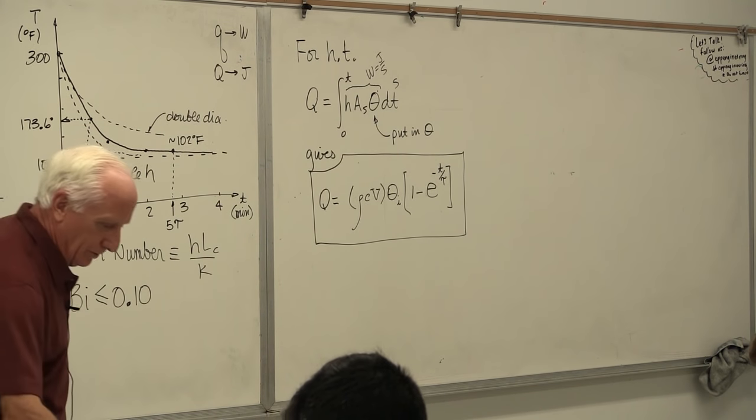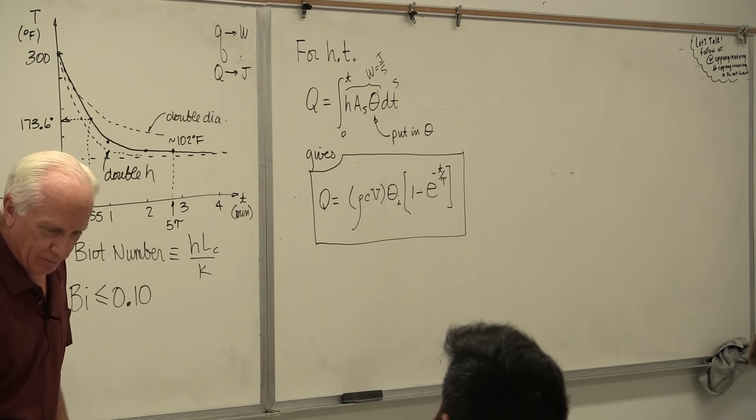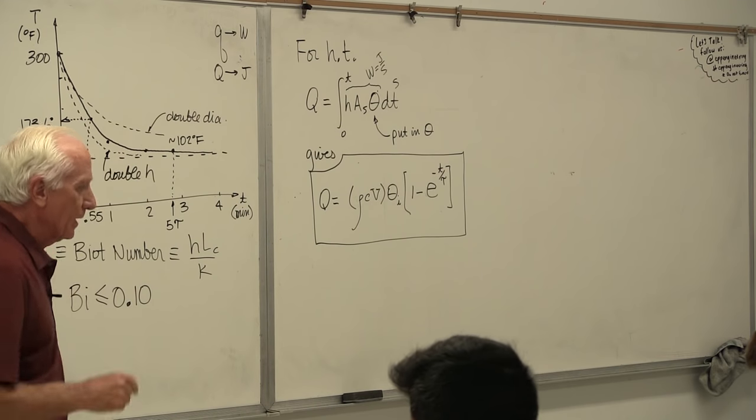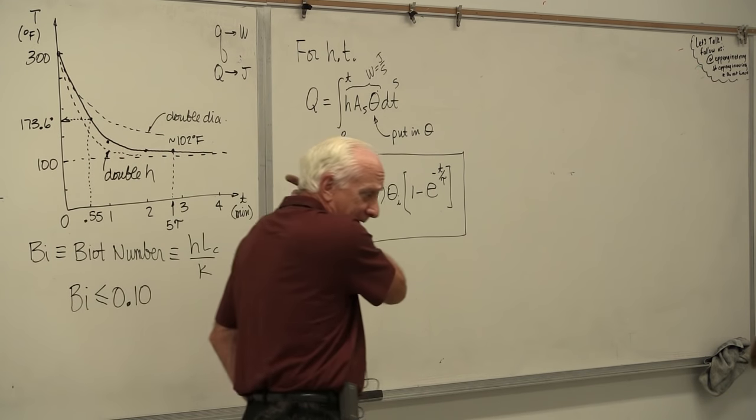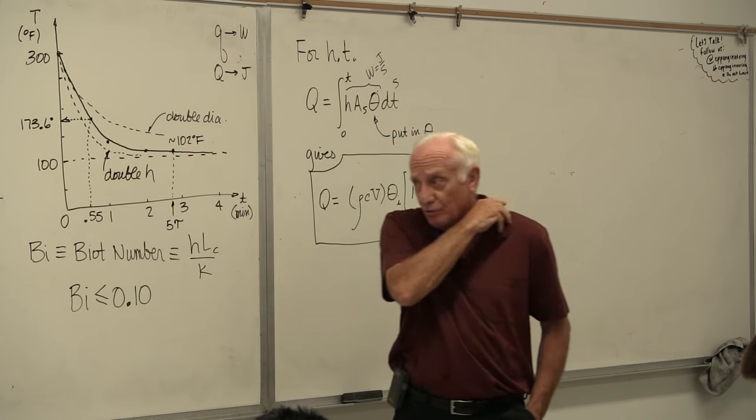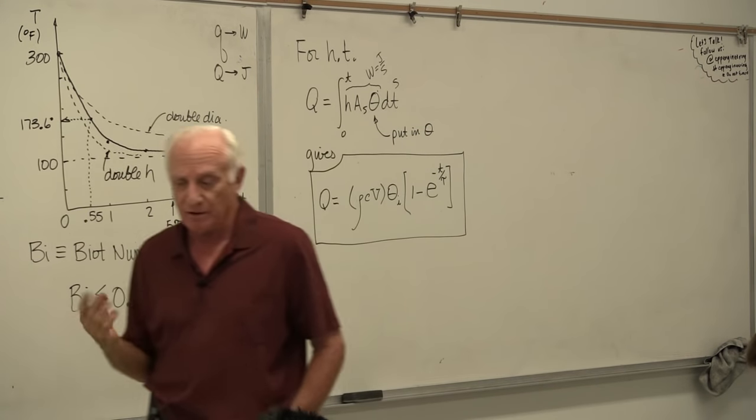Okay, so I'm going to pass out the special computer problem now. But we'll pick this up again on Friday, and we'll say, what if the Biot number is greater than 0.1? And we'll go through that on Friday.